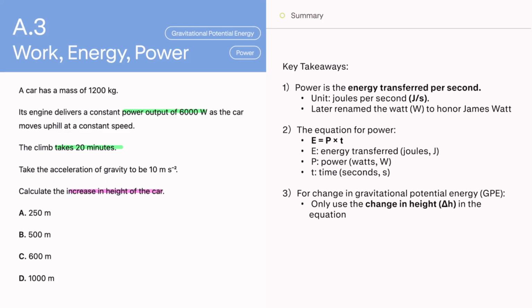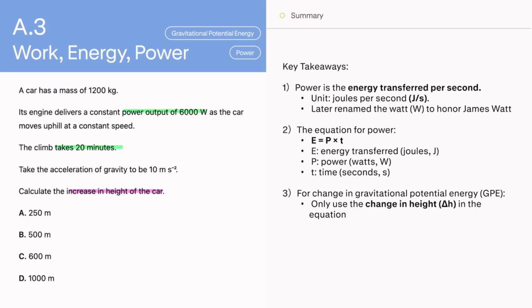Power is energy transferred per second. Its unit is joule per second. Later, people renamed it the watt, after James Watt, the engineer who improved steam engines. He earned the honor, but honestly for students, joule per second feels a lot more straightforward. Just remember, watt and a joule per second are the same thing.